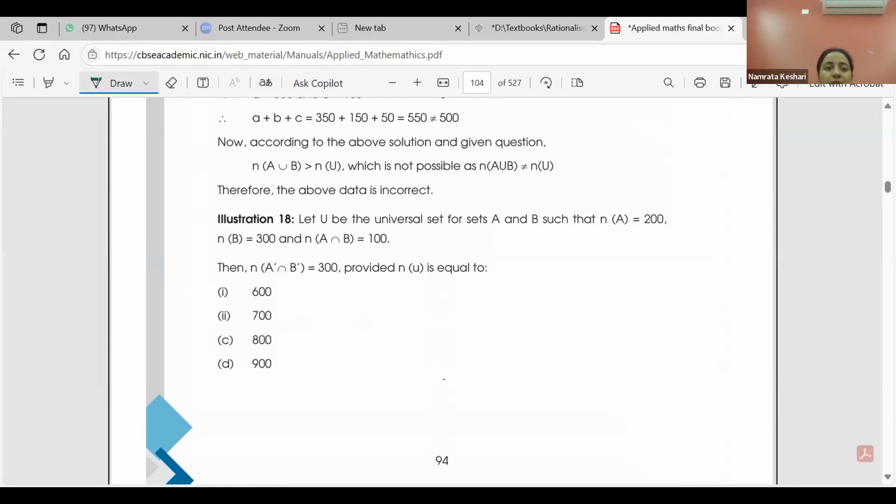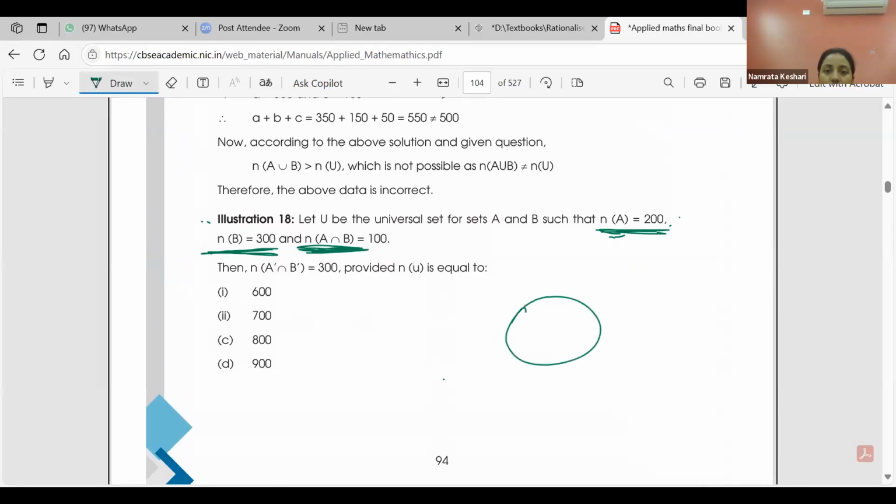Let's see this particular question. U is the universal set. Number of elements in A is 200. Number of elements in B is 300. And number of elements in A intersection B.